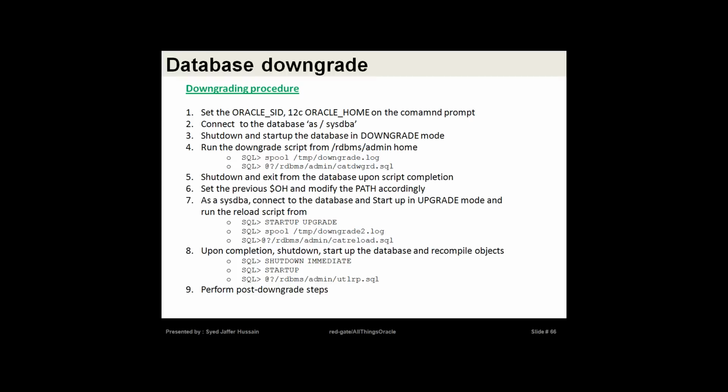Before you start your downgrade procedure, make sure you spool the output into a log file. So before downgrade starts, I'm just spooling all the information to a file called downgrade.log under the temp location. Once you start your database in downgrade mode, you have to run this script from the 12c home, which is RDBMS admin, catdwgrd.sql.